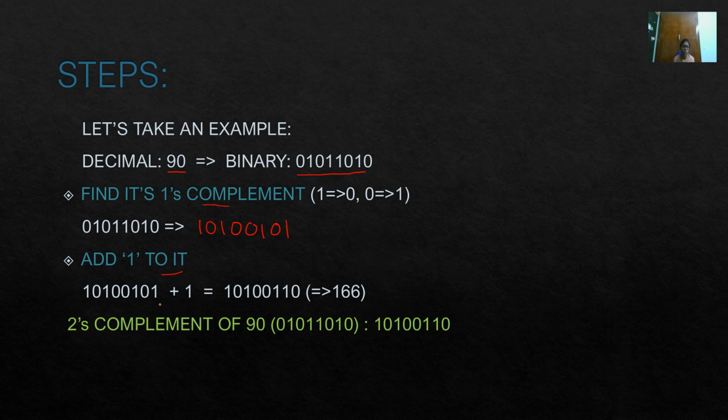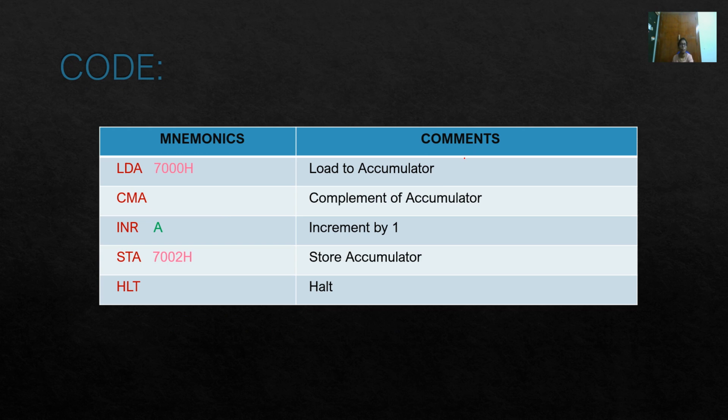And now we should add 1 to it. Here 1 and 1 adds to give 0 with a carry of 1. Here, as you can see, it's 0, and this 1 is added with 0 to give 1. So this is the final answer, that is the two's complement, which in decimal form is 166. So as we have seen the steps, let's move to the code.